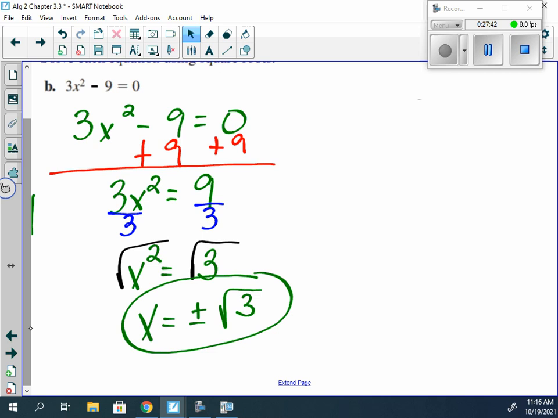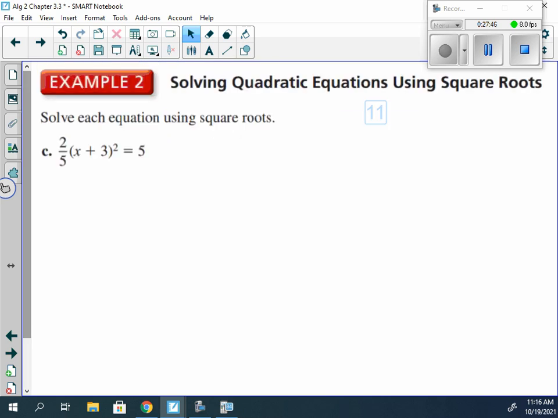Questions on any of this here so far? Let's look at the next one. Solve each equation by using the square root method. So here, since we do have a set of parentheses squared, and there's no x outside of it, if I take the square root of that set of parentheses squared, I would just be left with whatever's inside the parentheses, because the square root and that square would cancel. And since I don't have x anywhere else, we can go on and solve it by the square root method.